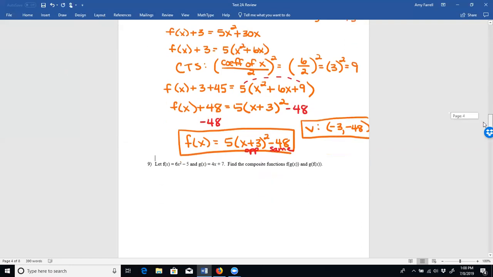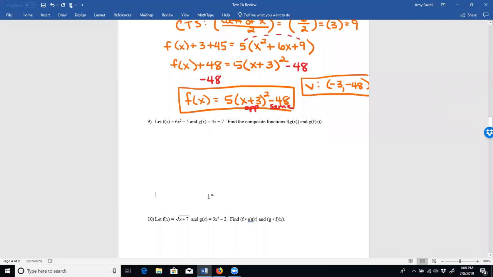Okay, let's look at number 9. Number 9, we are asked to find a couple of composite functions. It asks us to find f of g of x and then g of f of x. This is equivalent to this notation. Same thing. If you're confused by the notation, it just means f circle g of x. So this is where we plug g into f.